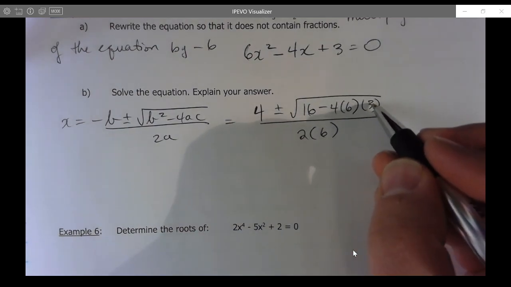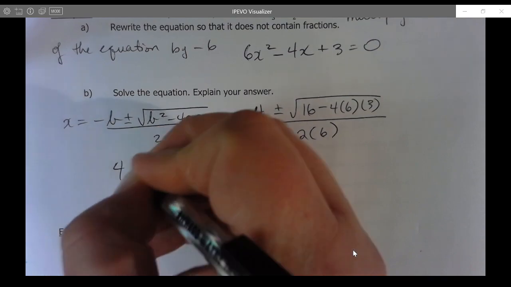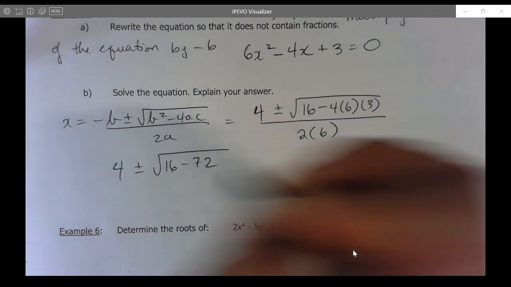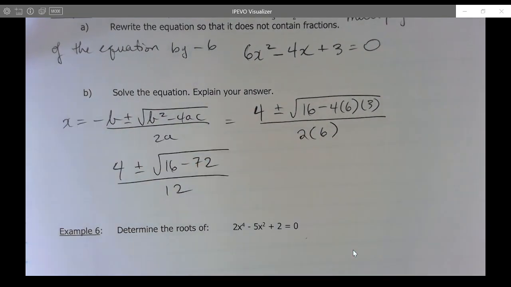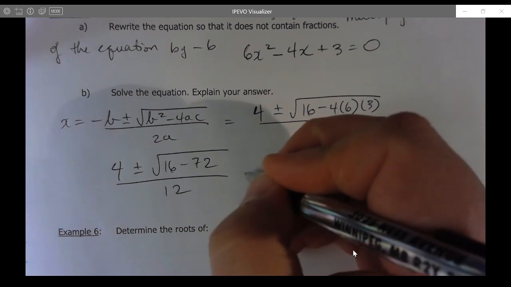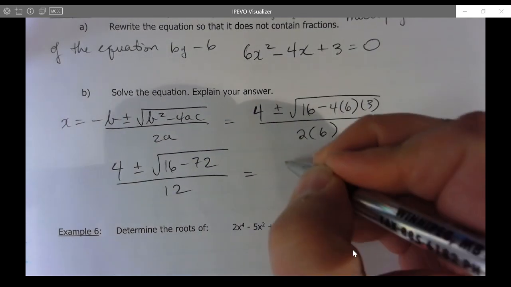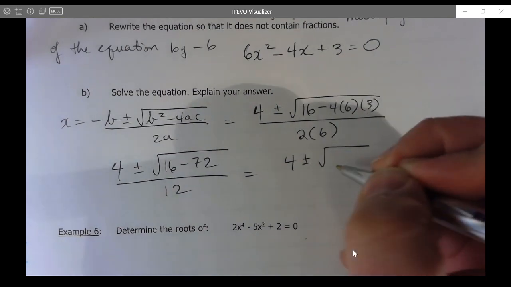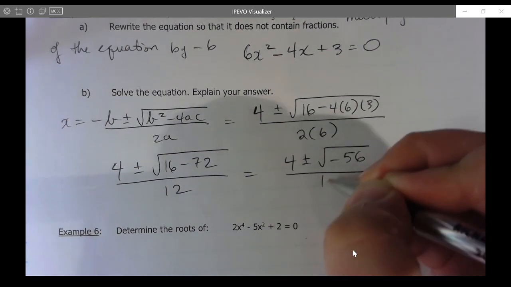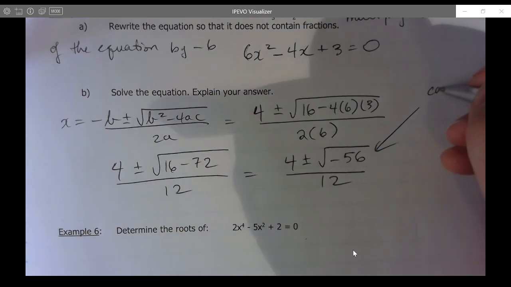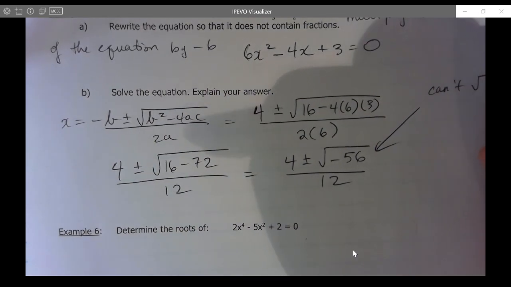4 times 3 is 12. 12 times 6 is 72. So we get 4 plus or minus the square root of 16 minus 72 over 2 times 6, which is 12. See the problem that's heading our way here? We have now an equation that's going to be 4 plus or minus the square root of -56 over 12. Problem is that we can't square root a negative.